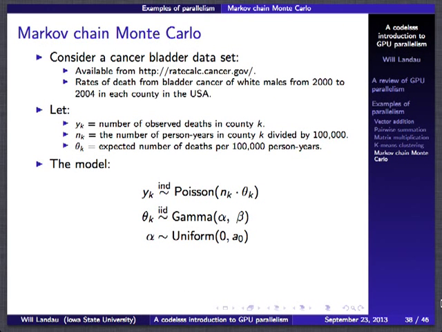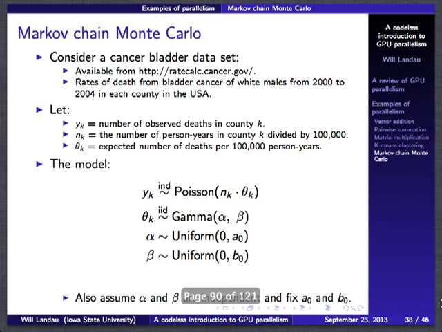I'm going to put hyperpriors on each of alpha and beta. I'm going to have them be uniform distributions with upper limits A naught and B naught. And A naught and B naught are going to be some constants that we fix. So strictly speaking, this is empirical Bayes because we're just picking A naught and B naught. We also assume that alpha and beta are independent in our model. So this is our model, a really simple hierarchical model.